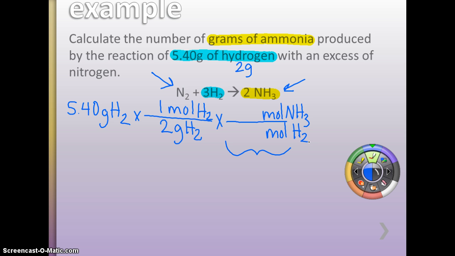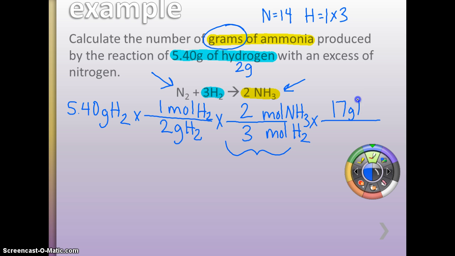Looking at your balanced equation, what is the coefficient for ammonia? 2. What is your coefficient for hydrogen? 3. Do you want moles of ammonia? No, you want grams of ammonia. So now you have to find the mass of ammonia. We know ammonia is NH3, nitrogen is 14, hydrogen is 1 times 3. So 14 plus 3 is 17 grams of ammonia for every 1 mole of ammonia.